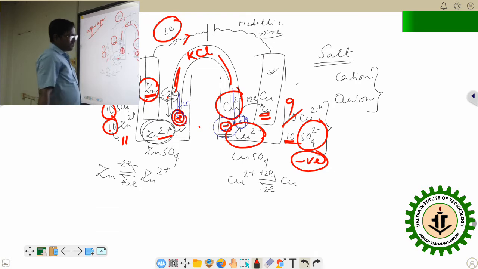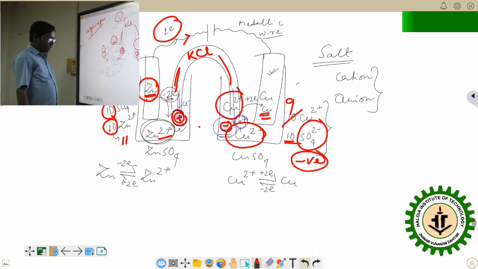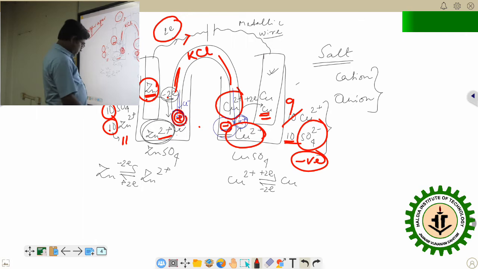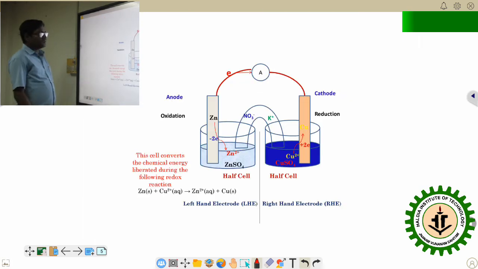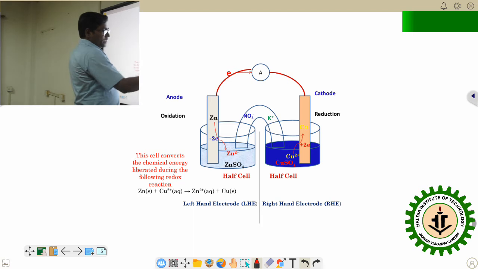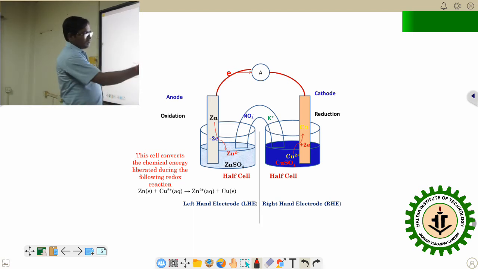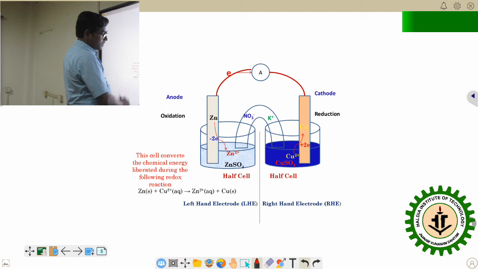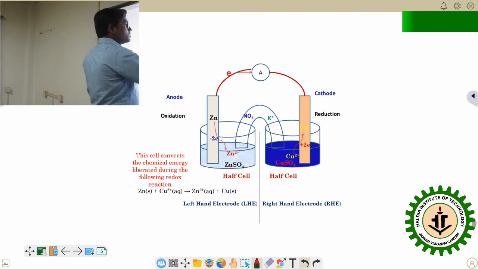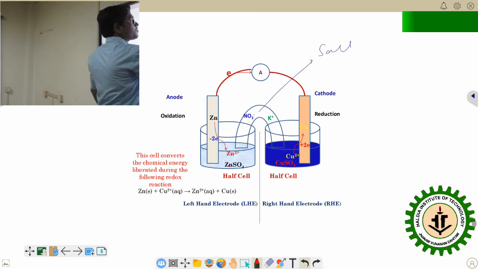So this is the basic principle of the galvanic cell or voltaic cell. As a whole, we can show you: these are the two containers. Container 1 has zinc sulfate, container 2 has copper sulfate. In the zinc sulfate solution we have placed a zinc rod, and in the copper sulfate solution we have placed a copper rod, connected by a metal wire, and there is a U-shaped tube. What is that called? Salt bridge. This is called a salt bridge.